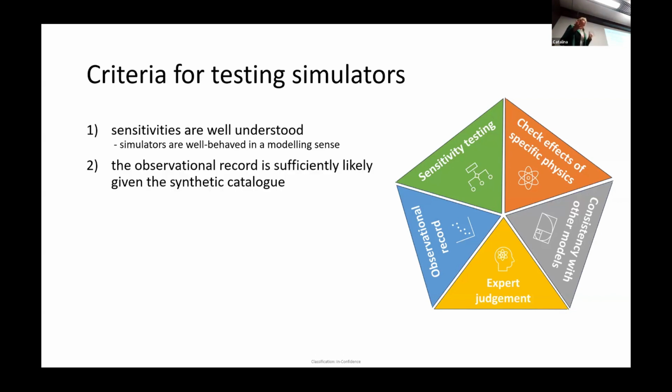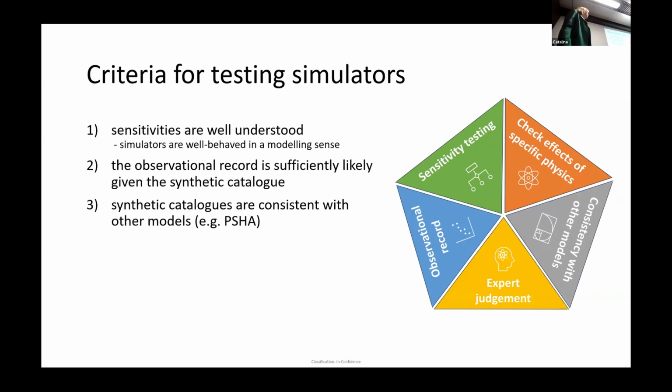The observational record is sufficiently likely given the synthetic catalogue. There's some questions around how one defines sufficiently likely and what it means for earthquakes to be similar, especially when the observations of them might not be high quality in terms of the slip distribution. And in the synthetic catalogue, you can know everything about your earthquake, right? So there's some question of how do you compare those data. Question around how consistent can we be with PSHA, so probabilistic assessment, and how does that fit together, and how do you make those comparisons statistically?